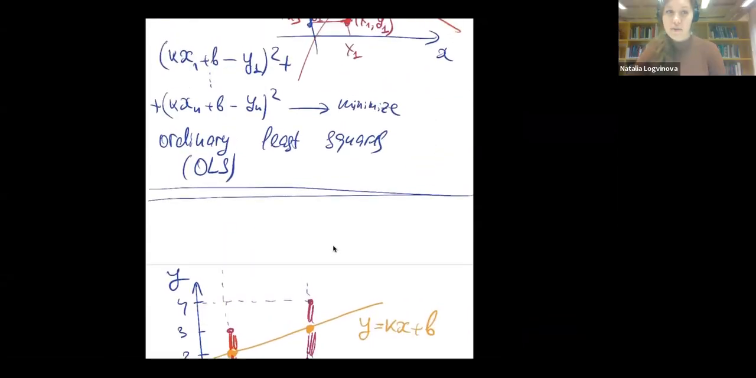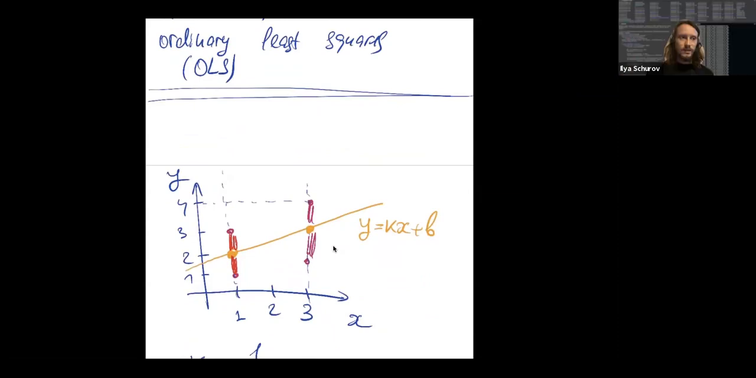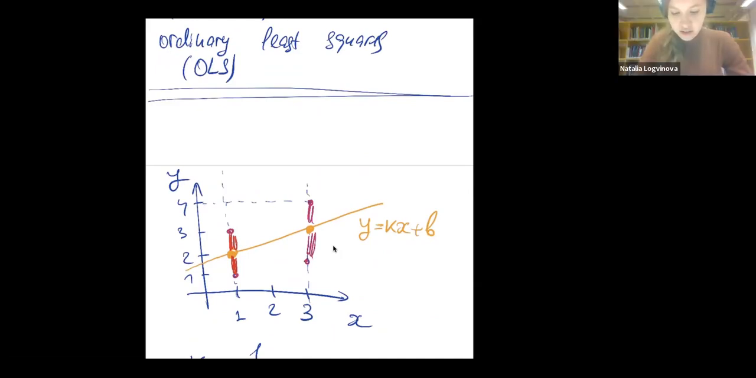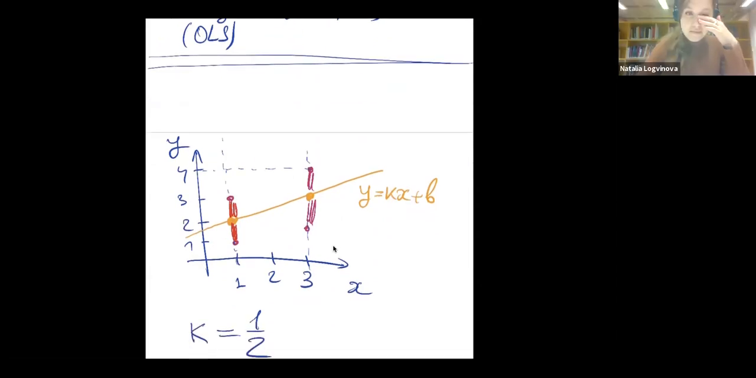I have another question also. If I don't need to find this coefficient k, then this is just a correlation, the same as correlation? Probably yes. If you are not interested in the velocity, in a sense, in how fast y increases when x increases, then you probably are interested just in correlation between two variables.